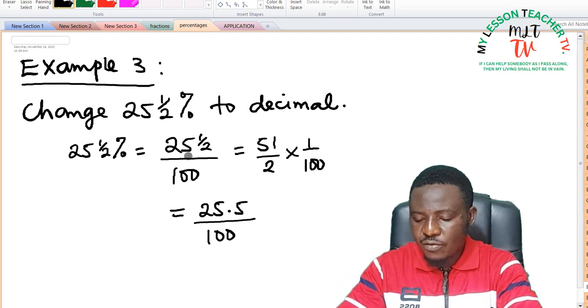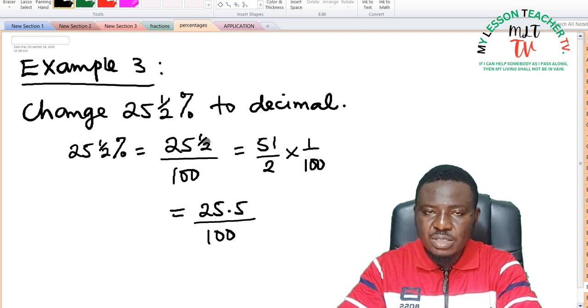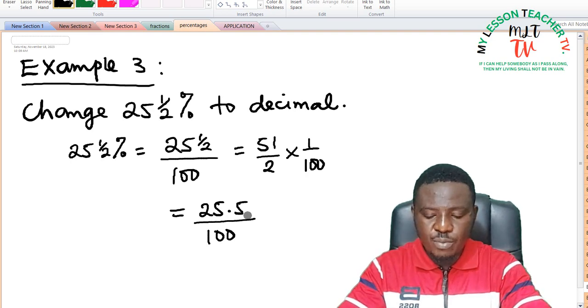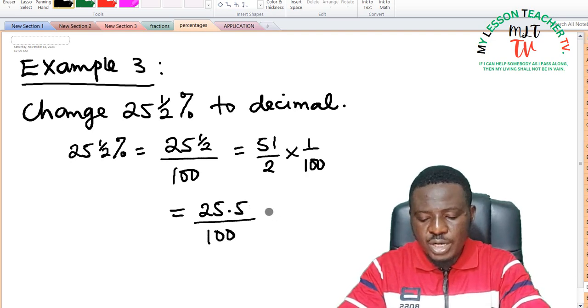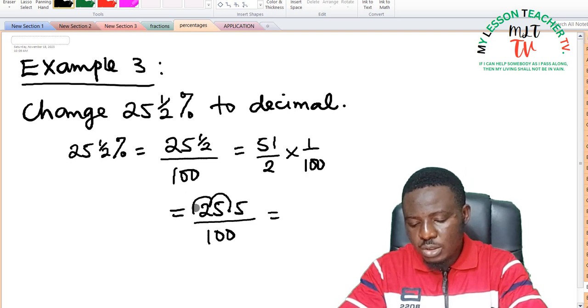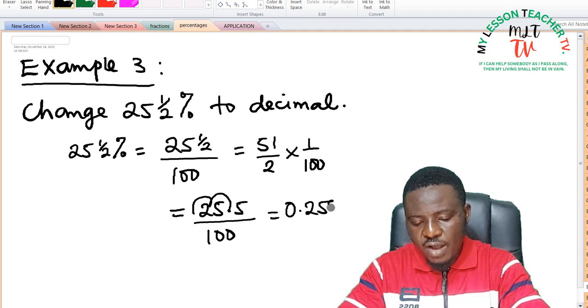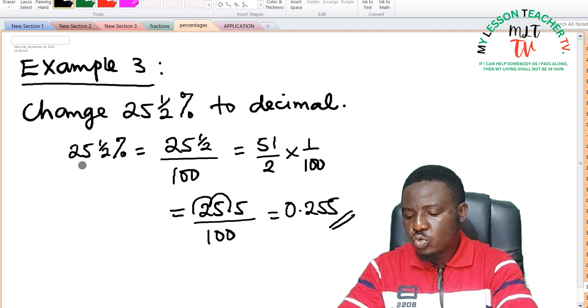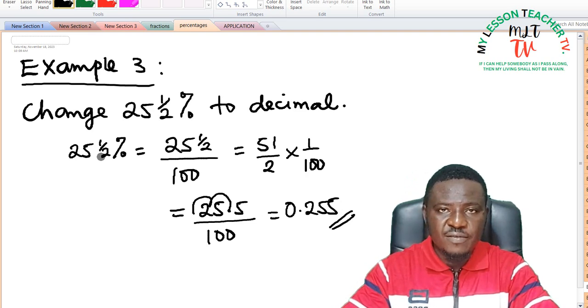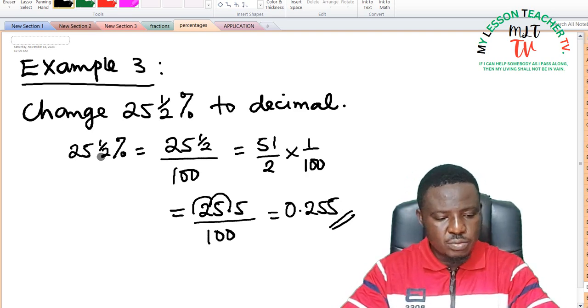Ordinarily, I could have done it from here. That is 25.5. Half means 0.5. So 25 plus 0.5 gives you 25.5. To divide by 100, you also move the decimal point 2 times to your left. That becomes 0.255. So 25.5% is said to be 0.255 in decimals.